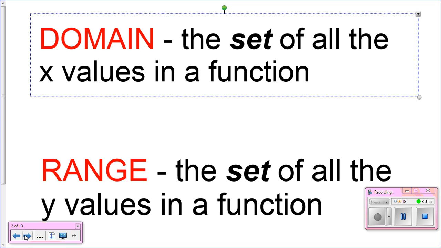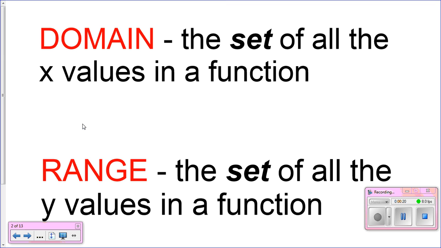First, our definitions. The domain is a set of all the x values of a function. So remember, we talked about what a set looks like, okay? It's like the group of all the things. So it's a set of all the x values in the function. The range is a set of all the y values in the function. Okay?